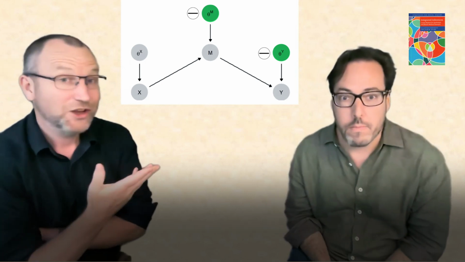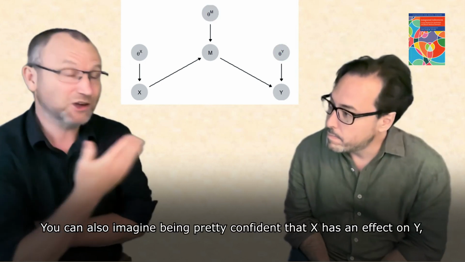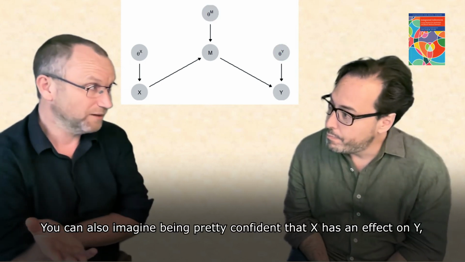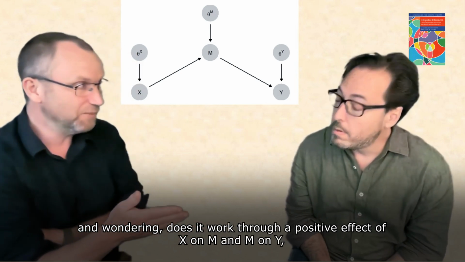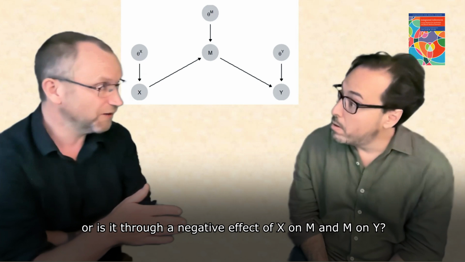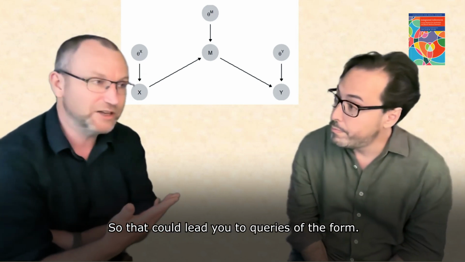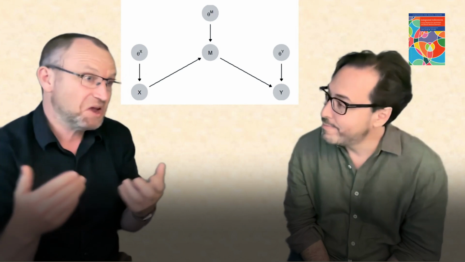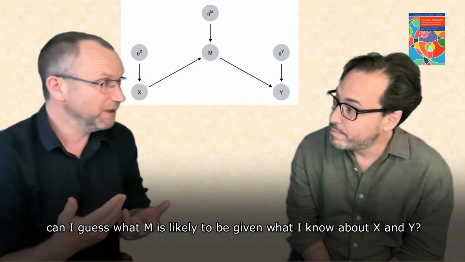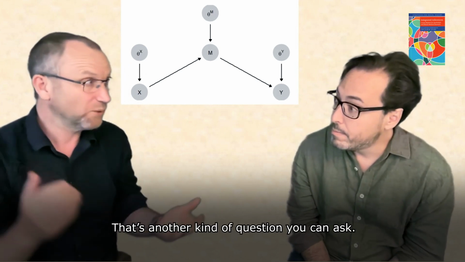That's interesting. You can also imagine being pretty confident that X has an effect on Y, and wondering, does it work through a positive effect of X on M and M on Y, or through a negative effect of X? So that could lead you to queries of the form, I know X and Y, can I guess what M is likely to be, given what I know about X and Y? It's another kind of question you can ask.